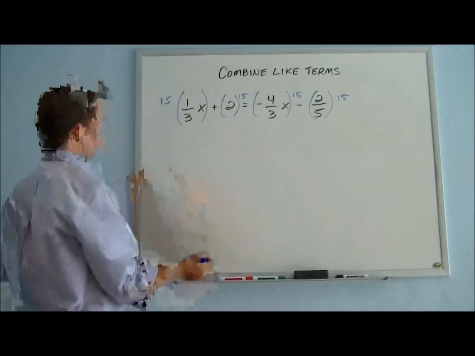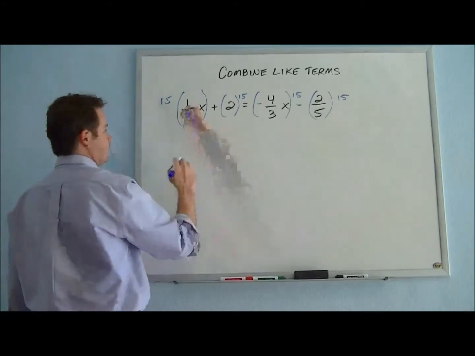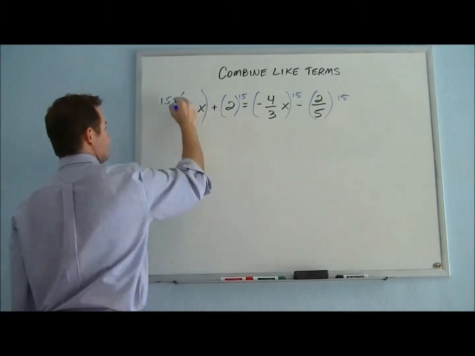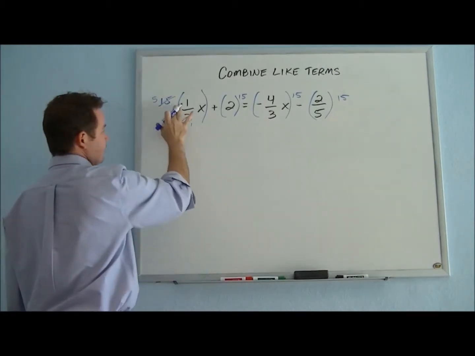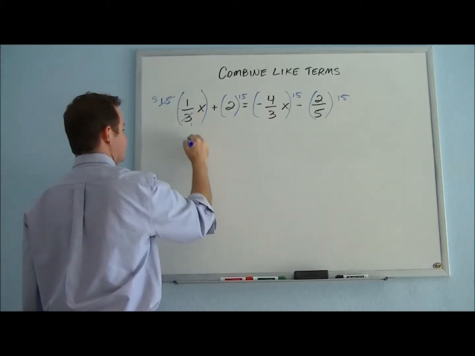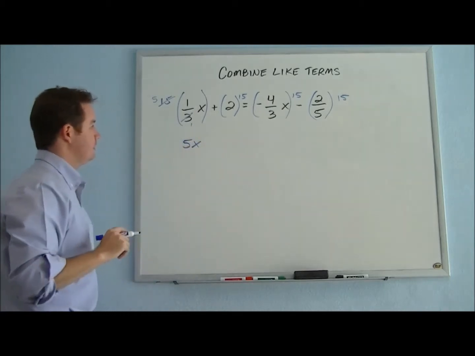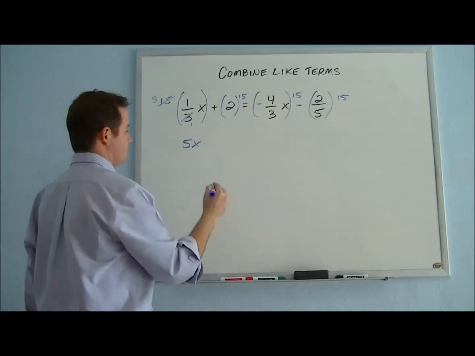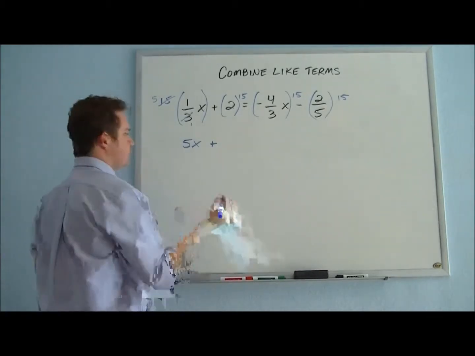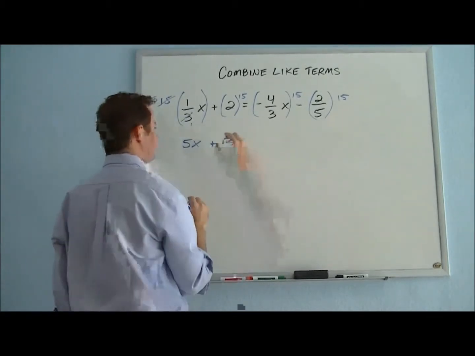15 times 1/3. Well, when you're multiplying with fractions, you can cross cancel. So 3 goes into 15 5 times. So this becomes 5 times 1, which is just 5x. Here we have 2 times 15, no fractions to worry about, so we just do the exact math. 2 times 15 is 30.